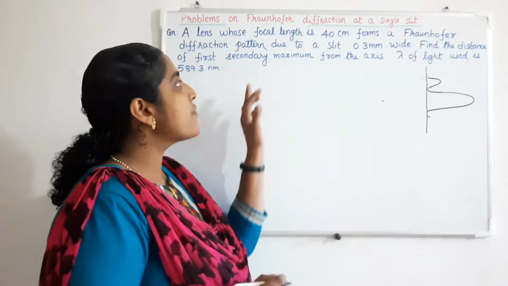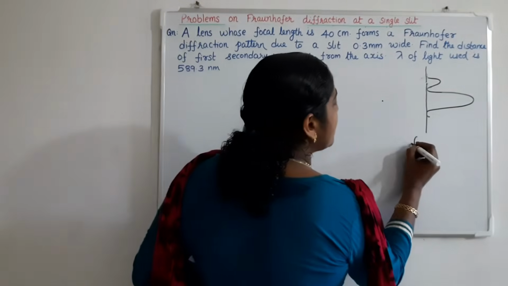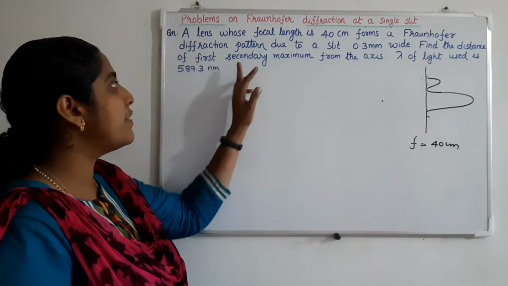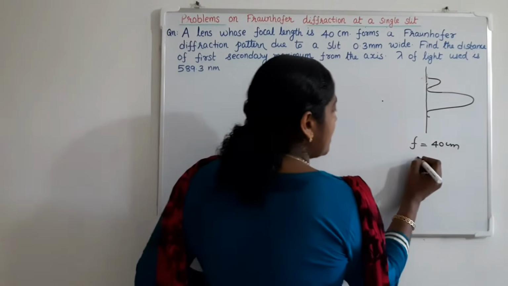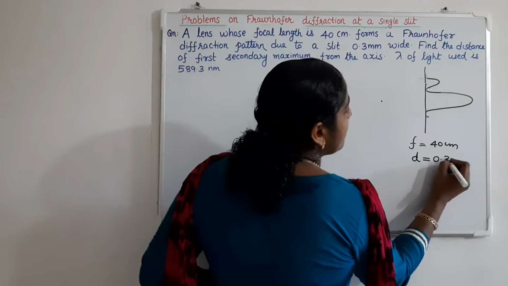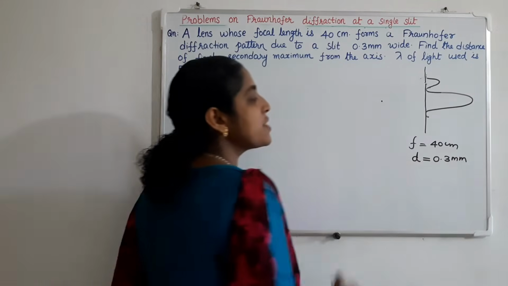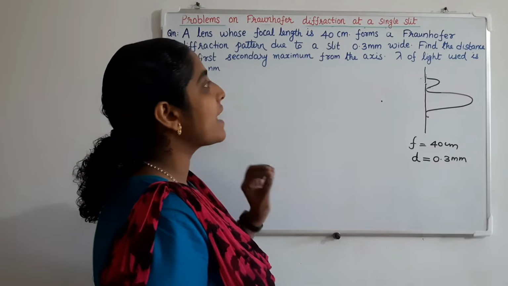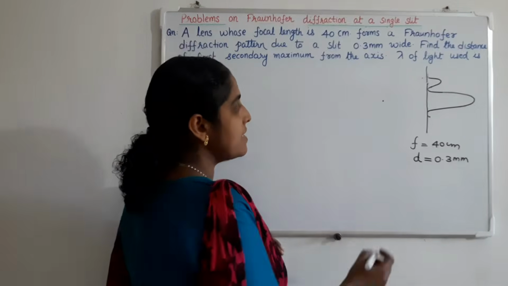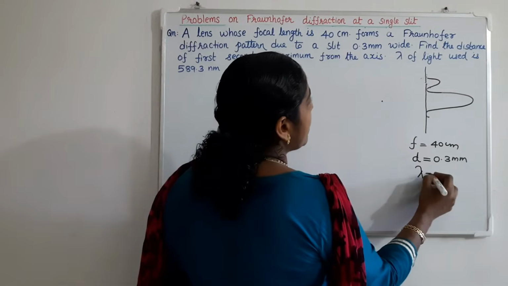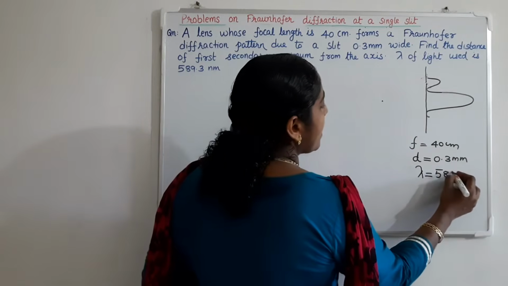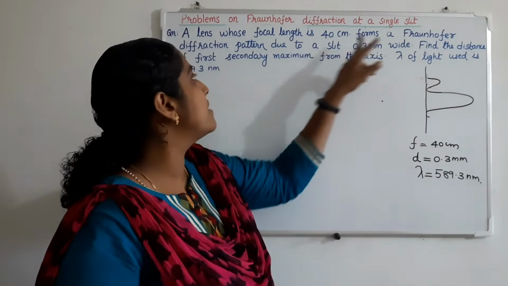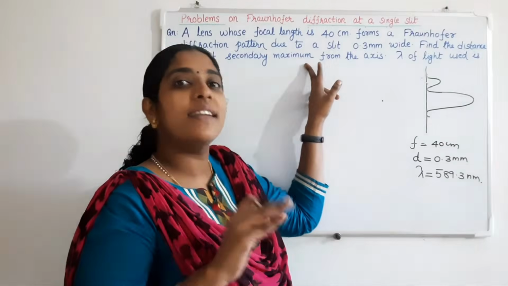A lens whose focal length is 40 centimeter, that is F is equal to 40 centimeter, forms a Fraunhofer diffraction pattern due to a slit 0.3 millimeter wide, that is D is equal to 0.3 millimeter. Find the distance of first secondary maximum from the axis. Lambda, that is wavelength of light used, is 589.3 nanometer. So here we want to find out the distance of first secondary maximum.